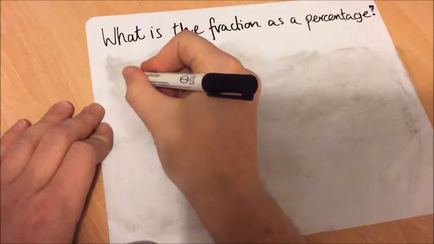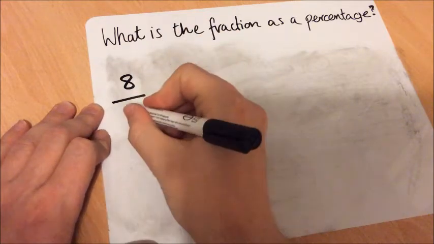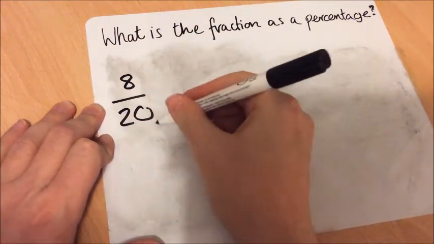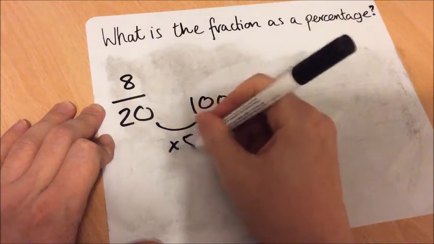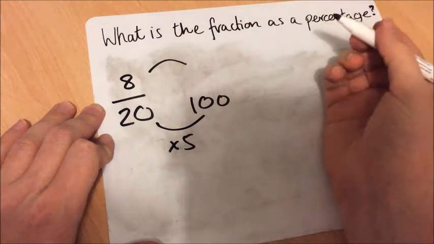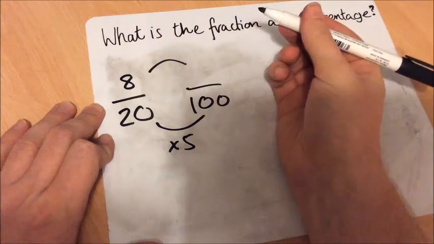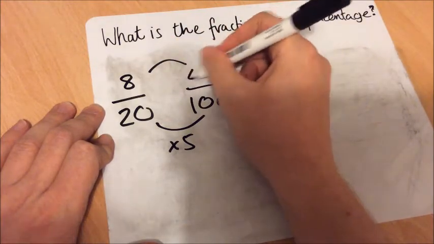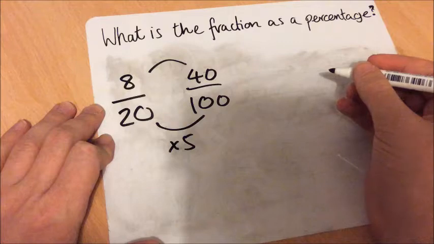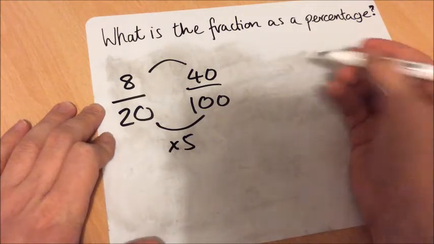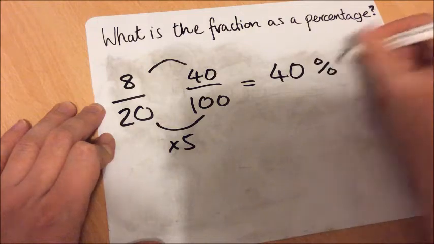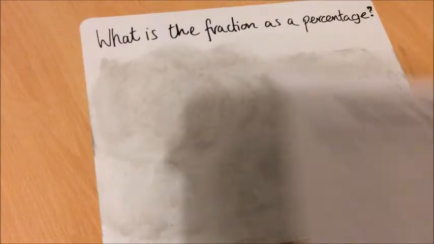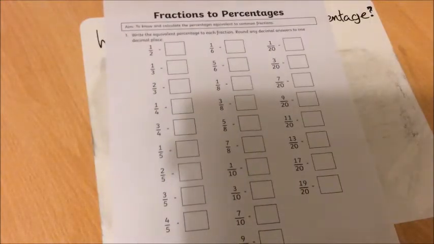So here's another example. If you have 8/20ths, convert that denominator to 100 by timesing by 5, which means the numerator also needs to be times by 5. 5 times 8, 40. So now that you've got 40 over 100, you know that that as a percentage is 40%. Hopefully now you should be able to complete this worksheet.